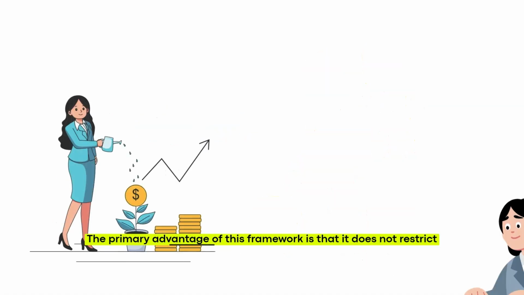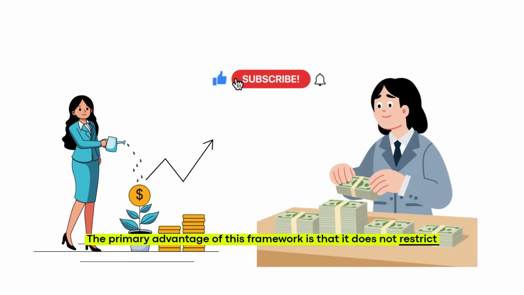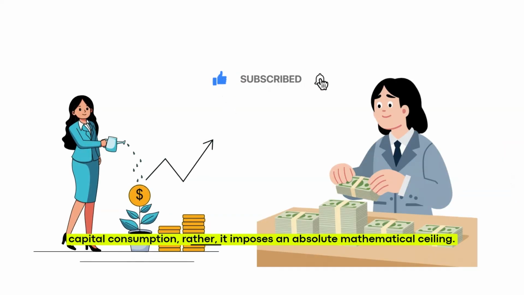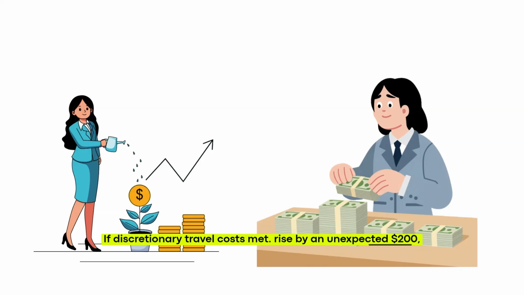The primary advantage of this framework is that it does not restrict capital consumption. Rather, it imposes an absolute mathematical ceiling. If discretionary travel costs rise by an unexpected $200, the model mandates a direct $200 offset in social spending to preserve the integrity of the $1,200 limit.